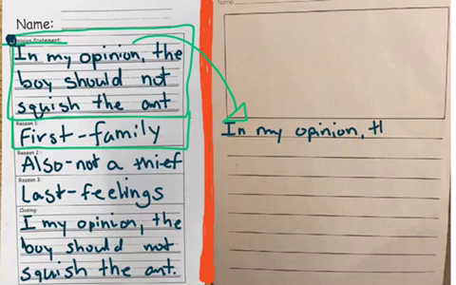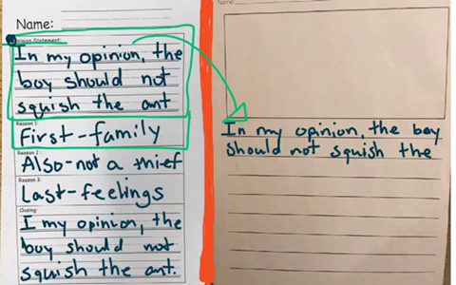In my opinion, the boy should not squish. My eyes are getting messed up with my stylus here. It's hard to write with this pen on the iPad. In my opinion, the boy should not squish the ant. Period at the end of my sentence.